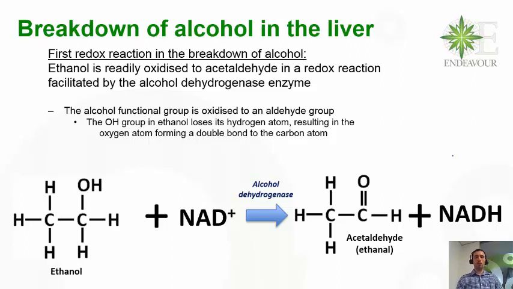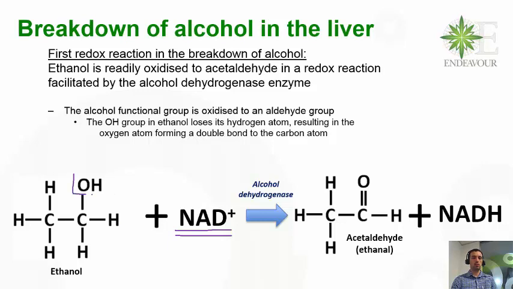So we can see one of our coenzymes here. Remember, the coenzymes are really useful for facilitating these redox reactions. So what makes the coenzymes useful in facilitating redox reactions? Well, it's because they can accept hydrogen and also donate hydrogen, depending on whether they're in the electron rich or the electron poor form.